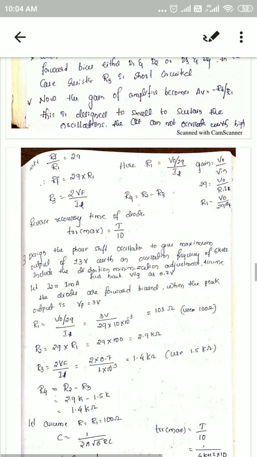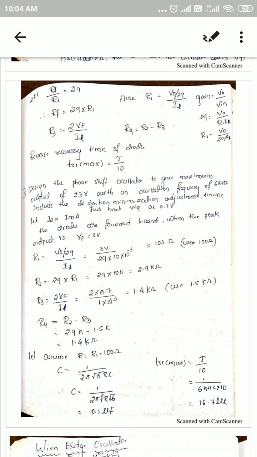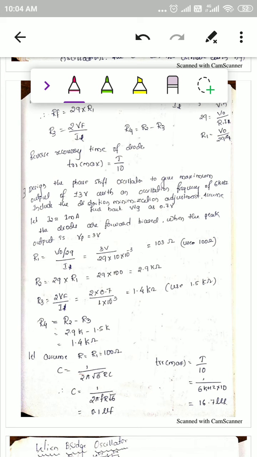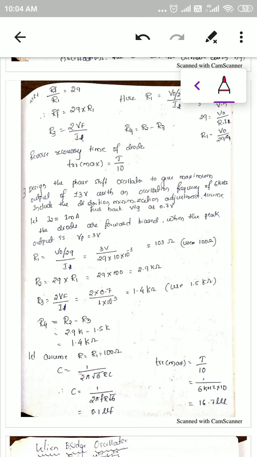Now, based on the equations we have, there is one problem here also. Note down: design a phase shift oscillator to give a maximum output voltage of plus or minus 3 volts with an oscillation frequency of 6 kilohertz, including the distortion minimization adjustment.